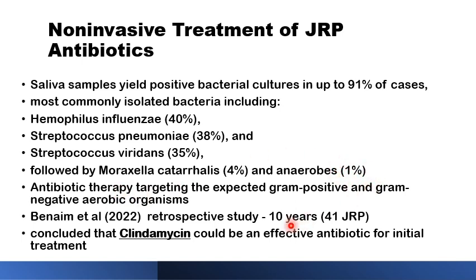The antibiotic therapy should be targeted against the expected gram-negative and gram-positive aerobic organisms, and anaerobes if these are detected in the saliva. A recent report, a retrospective study of 10 years and over 41 patients with juvenile recurrent parotitis, concluded that clindamycin is an effective antibiotic for the initial treatment.